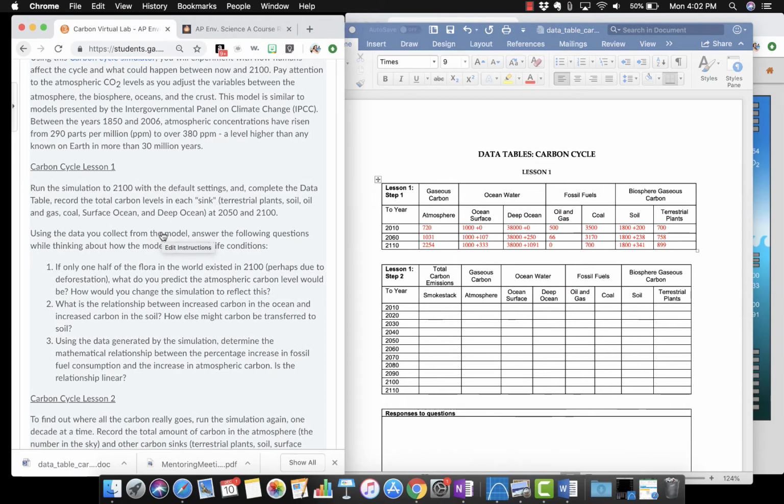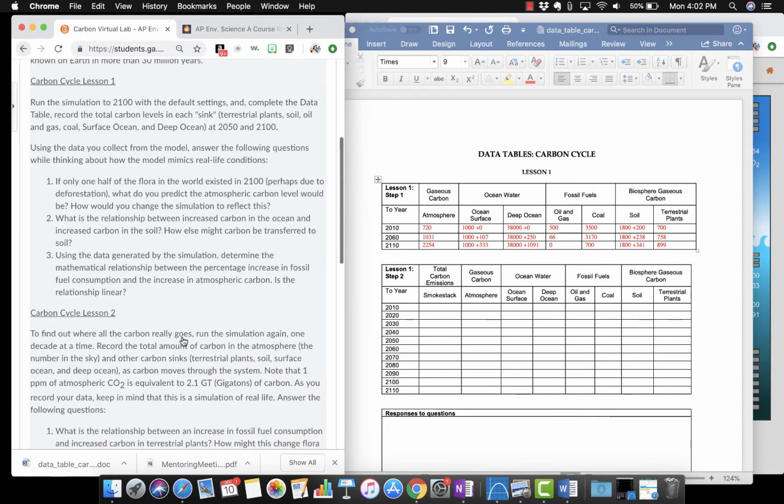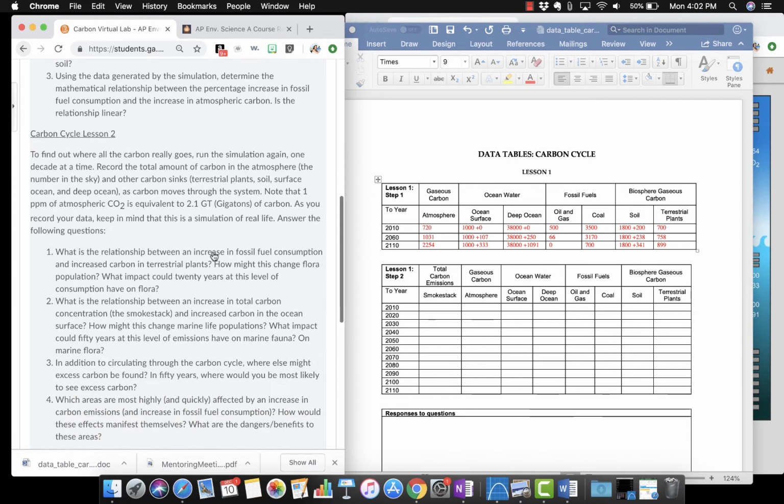And then we're going to kind of look at this. You guys are going to answer these questions, okay? Terrestrial plants, soil, oil and gas, coal, surface ocean, deep ocean. Yeah, okay. So you're going to use this data that you've collected to then answer these 3 questions. And now we're going to go to 2.